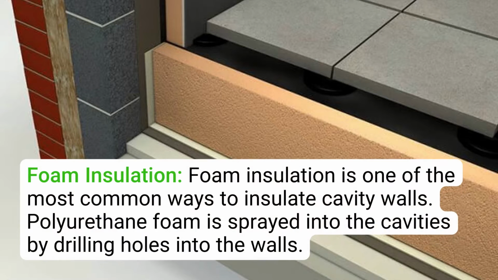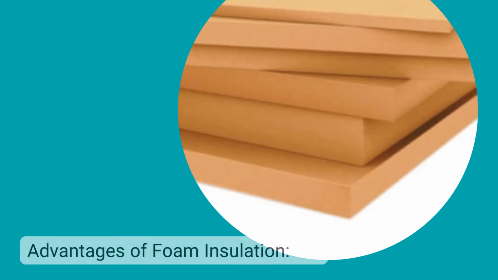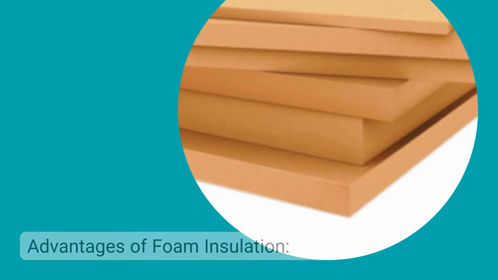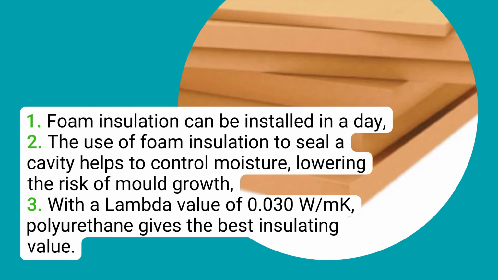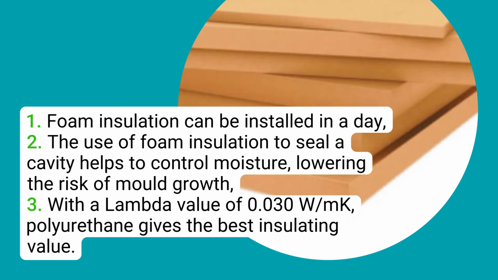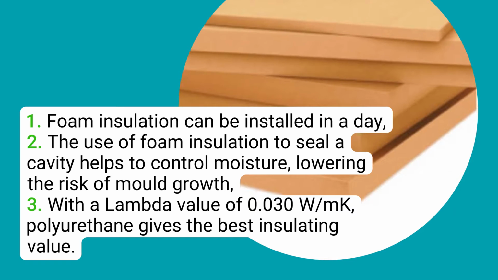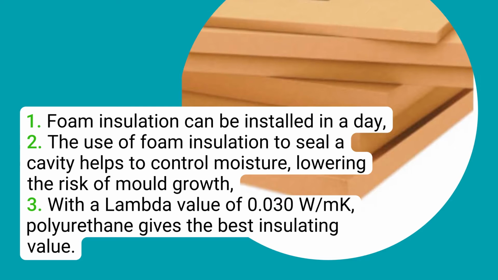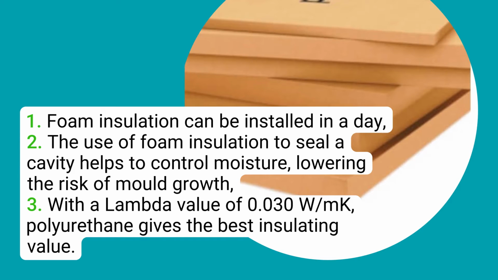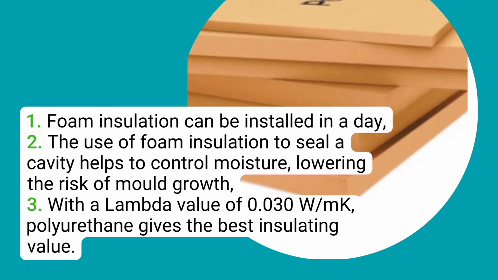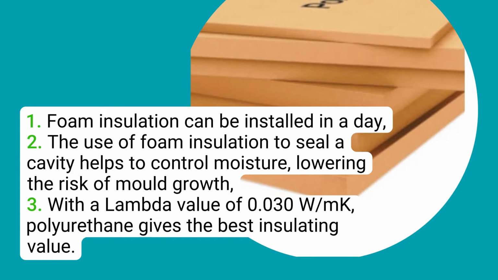Foam insulation. Foam insulation is one of the most common ways to insulate cavity walls. Polyurethane foam is sprayed into the cavities by drilling holes into the walls. Advantages of foam insulation. 1. Foam insulation can be installed in a day. 2. The use of foam insulation to seal a cavity helps to control moisture, lowering the risk of mold growth. 3. With a lambda value of 0.030 W/mK, polyurethane gives the best insulating value.